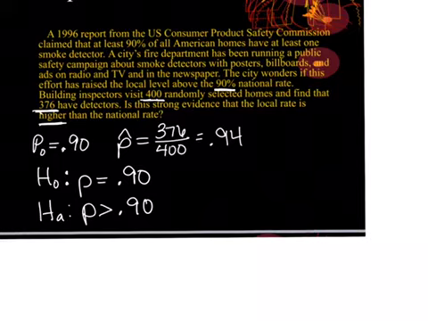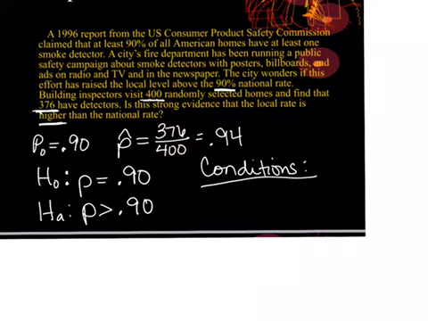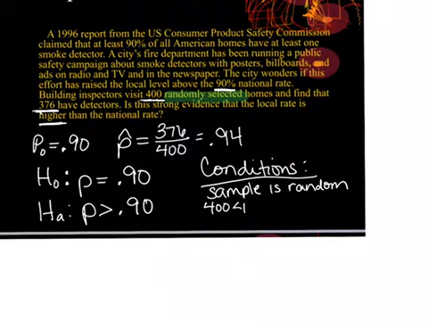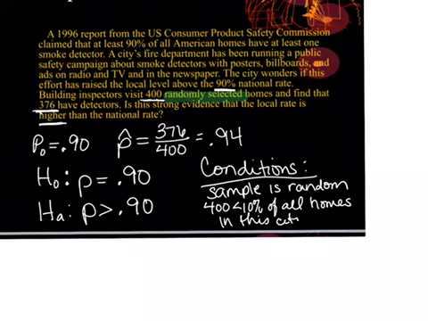And we're going to check conditions. It says that the houses were randomly selected, so the sample is random. We're going to assume that 400 is less than 10% of all homes in this city. If it was not, they probably wouldn't have the money to run a big campaign about having smoke detectors.